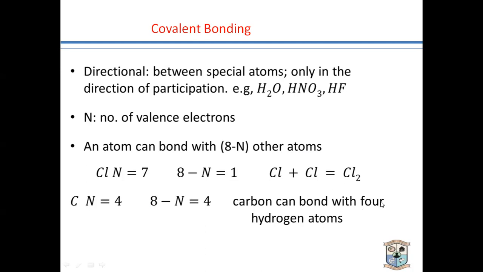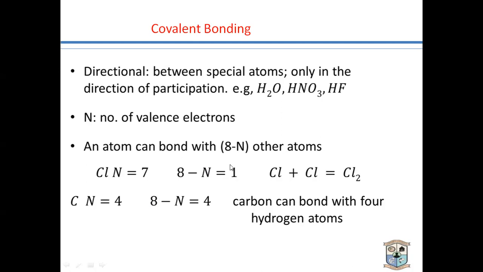So carbon can bond with 4 hydrogen atoms. That's because the maximum for the outermost shell is 8, isn't it? So 8 minus 4 gives you 4. Here, what is the shell here? The maximum is 8, isn't it? 8 minus 7, which is 1. So it can share.